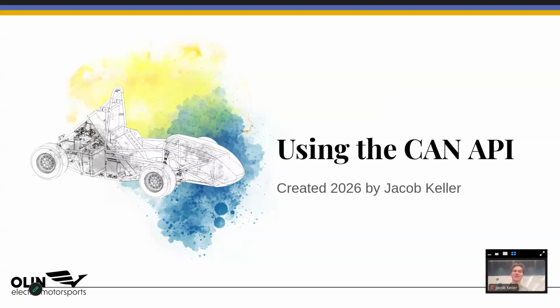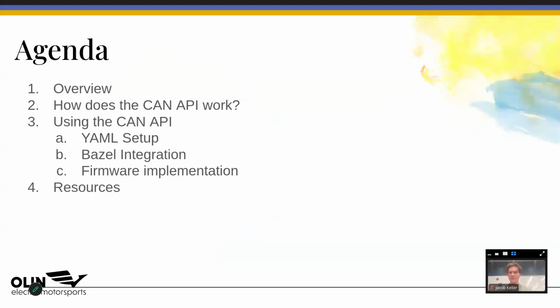Today we're going to be talking about using the CAN API on Olin Electric Motorsports. So we're going to go over a quick overview, talk very briefly about how the API works on the back end, and then go through a coding example of how we actually use this.